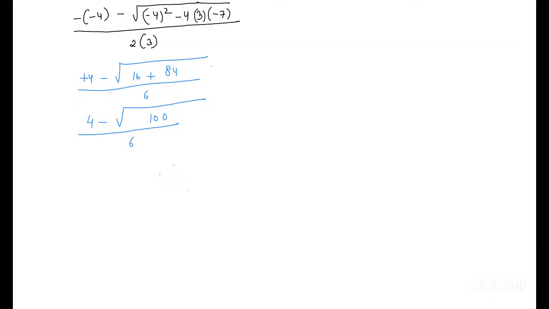Now, root 100. For root 100, we have to do the prime factorization. That is 2 and then 50, and then 2, then 25, then 5 and 5. So it will be 10. So 4 minus 10 upon 6. So it will become minus 6 upon 6. So it will become minus 1.